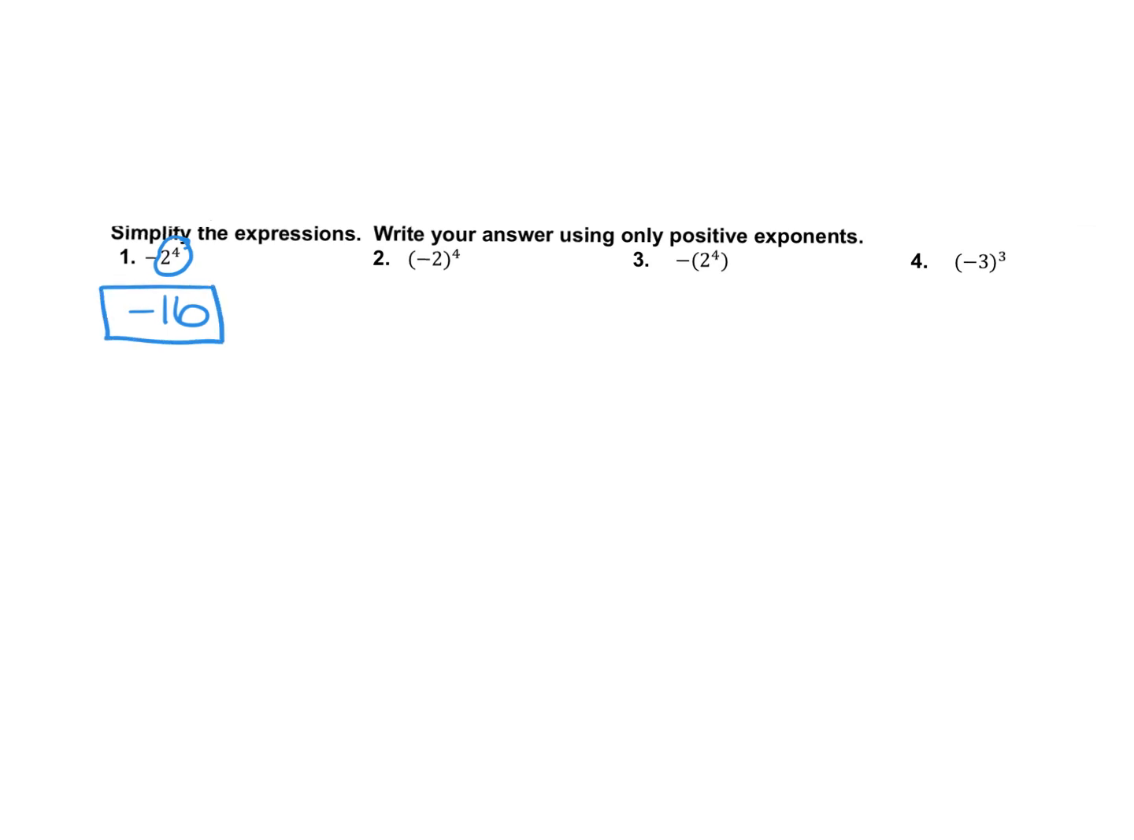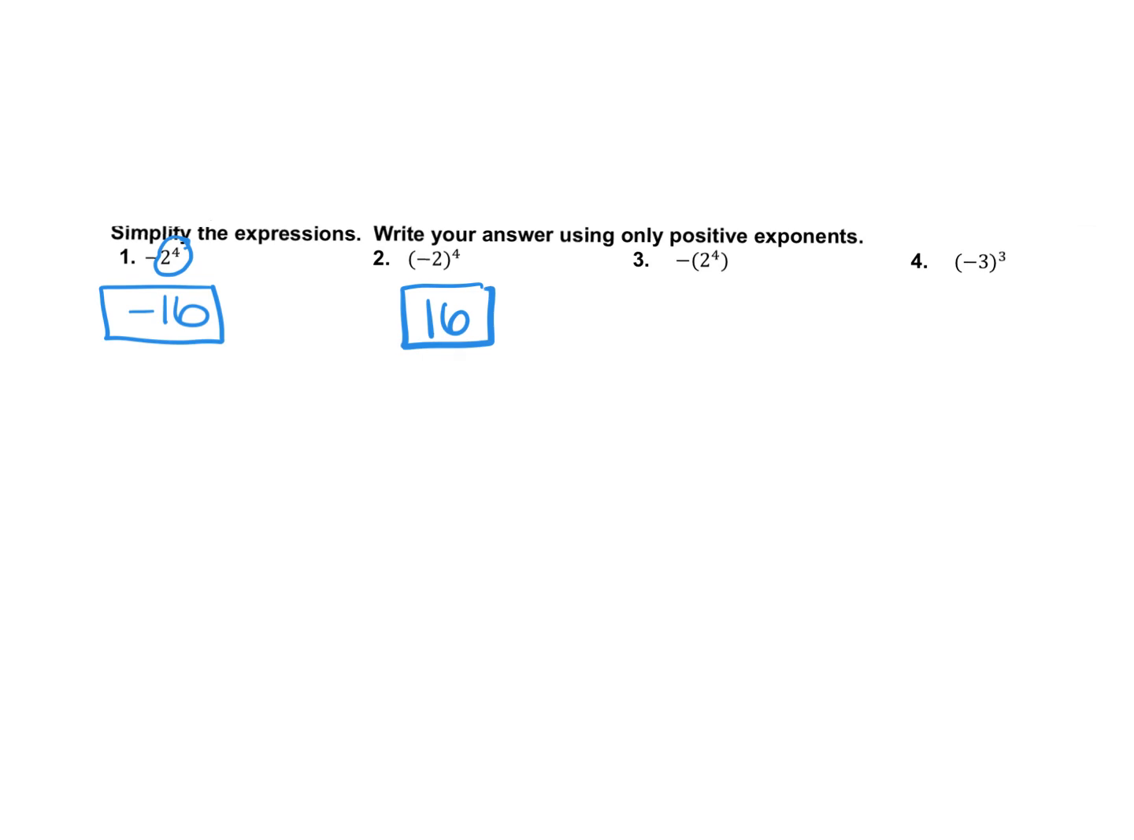Where when you have a negative 2 in parentheses to the 4th power, that's like having negative 2 times negative 2 times negative 2 times negative 2. Well, 4 negatives end up making a positive 16.